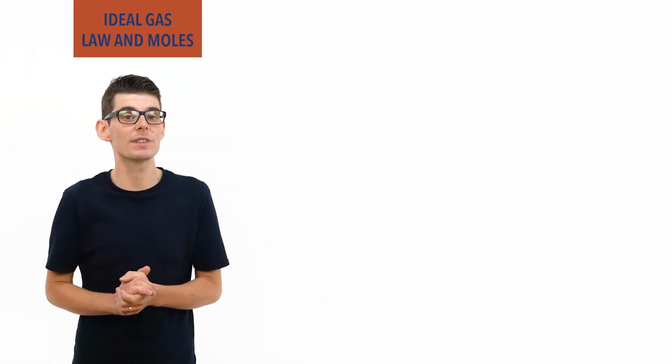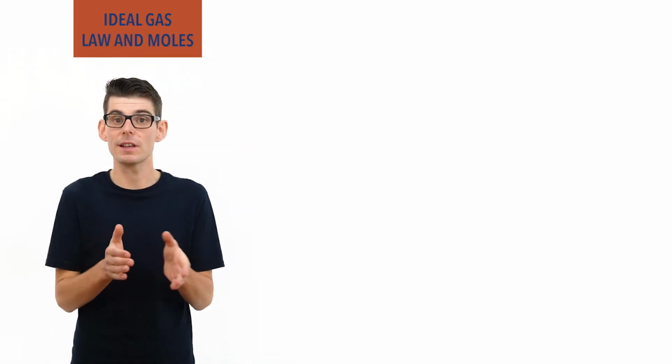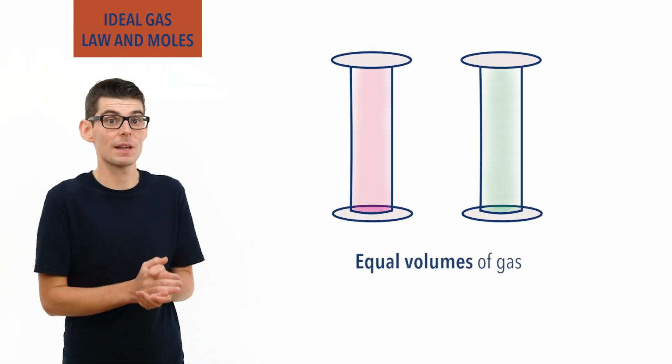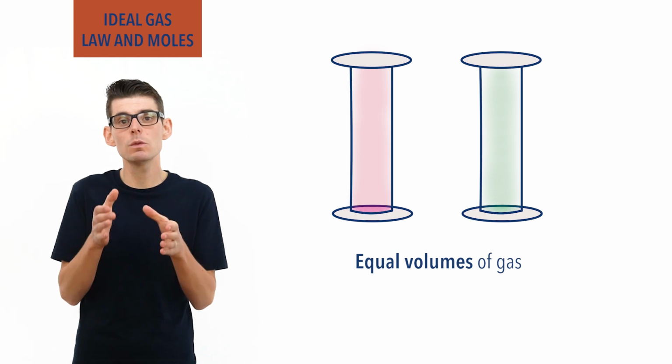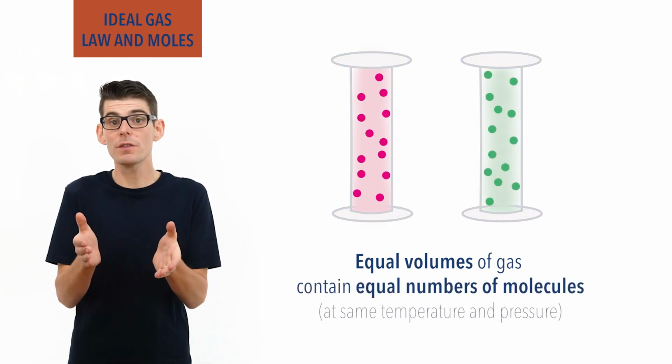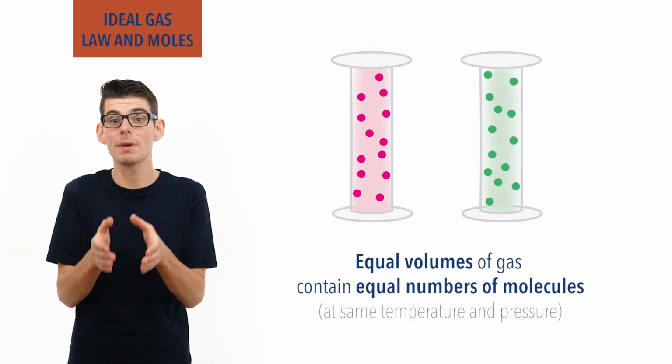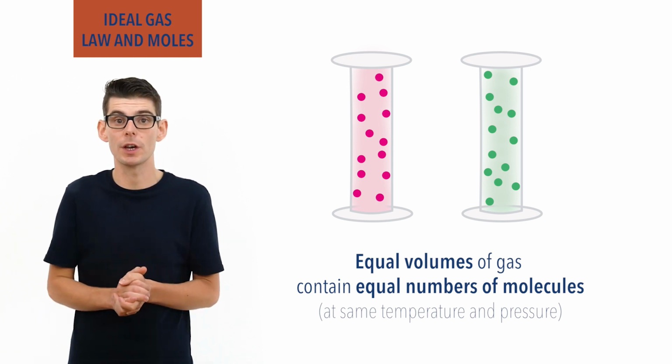Recap done? Let's go! In the early 19th century, the Italian scientist Avogadro proposed that equal volumes of gas at the same temperature and pressure contain equal numbers of molecules. In other words, equivalent amounts of different gases have the same volume at the same pressure and temperature.